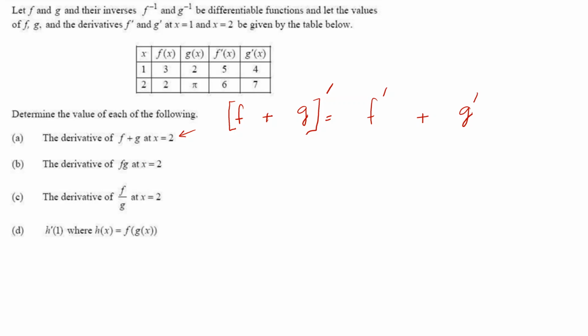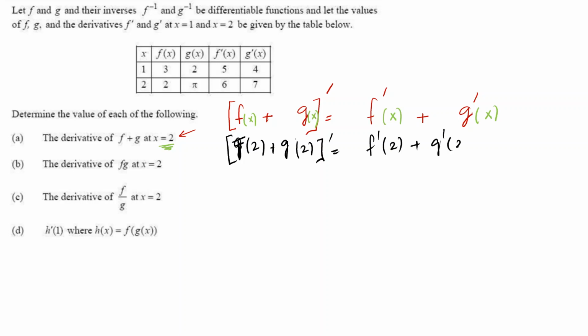Just to show you, I will write here f and g as functions of x. Why did I write x here? Because after that I will replace x by the given value, that is 2. So they are asking me to find the derivative of f and g at 2. So I will write here f prime of 2 plus g prime of 2.